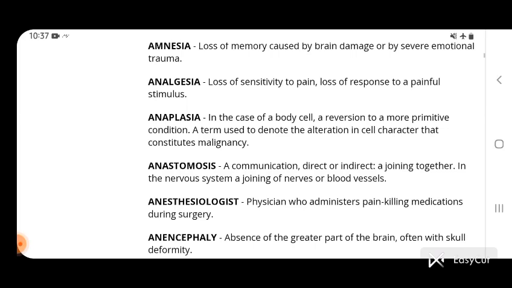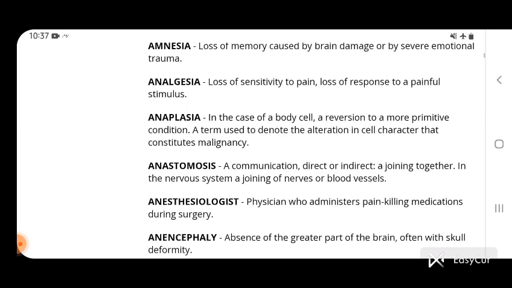Next is anaplasia. Anaplasia is a term used for the alteration in cell characters which constitutes malignancy, or in the case of a body cell, the reversion to a more primitive condition. Next is anastomosis. Anastomosis is a communication, either direct or indirect, in which we join two parts together, such as joining of nerves or blood vessels. That is an example of anastomosis.